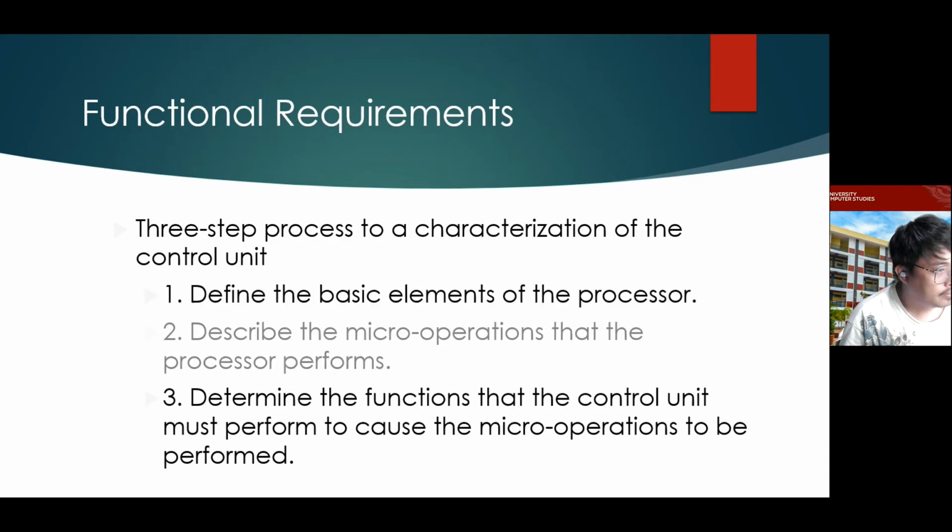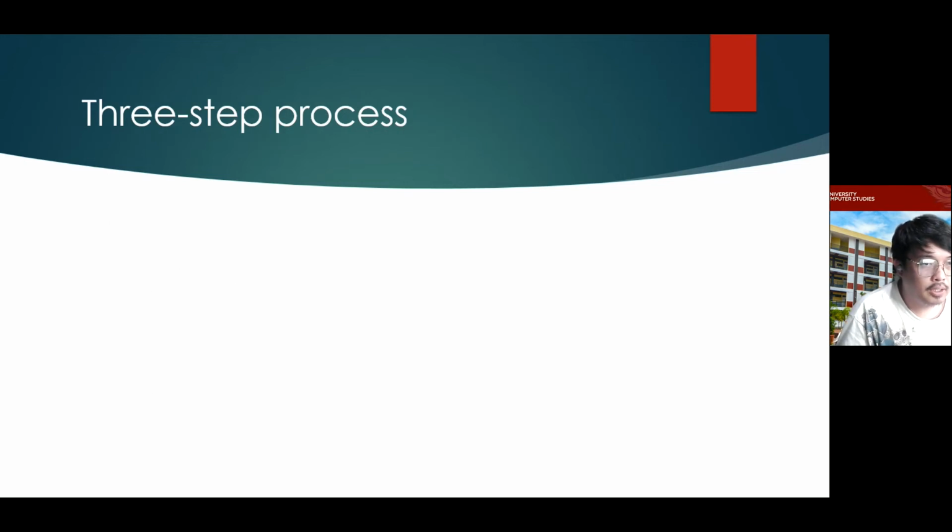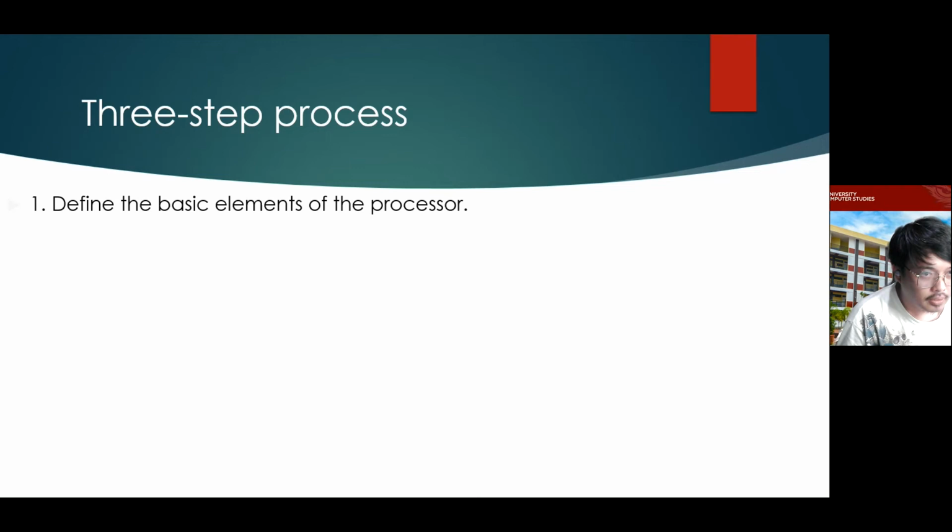First is to define the basic elements of the processor. Number 2 is to describe the micro-operations that the processor performs. And last is to determine the functions that the control unit must perform to cause the micro-operations to be performed. Okay, let's go with the first and second steps. Since we performed these steps, we now summarize the results.